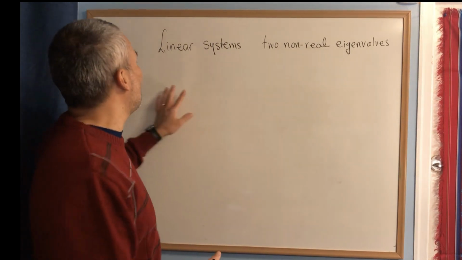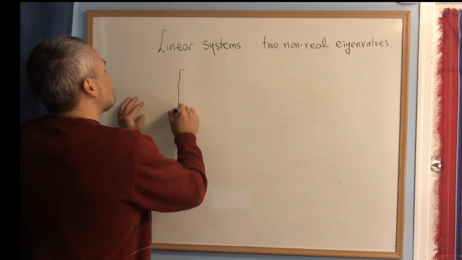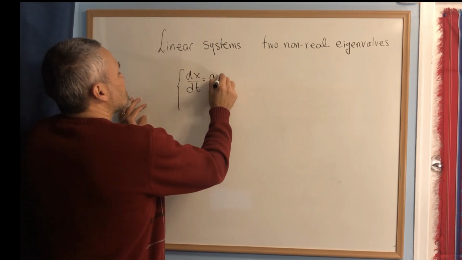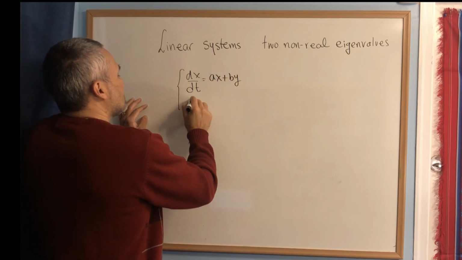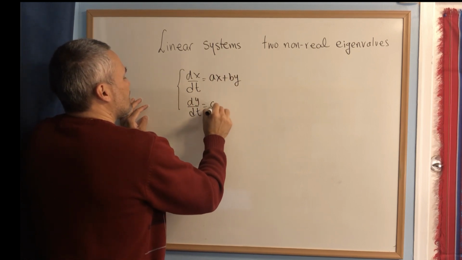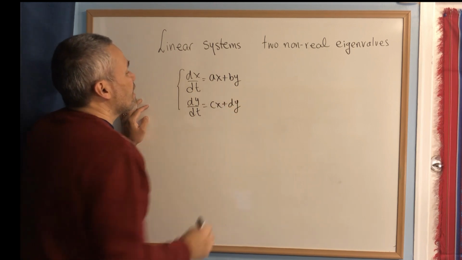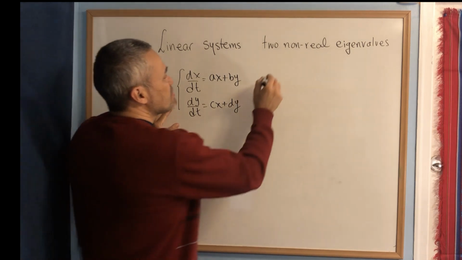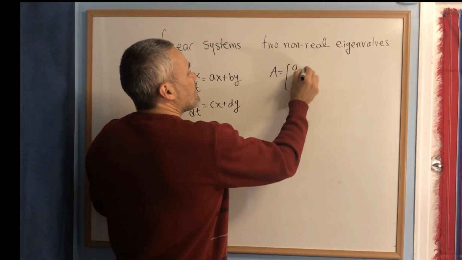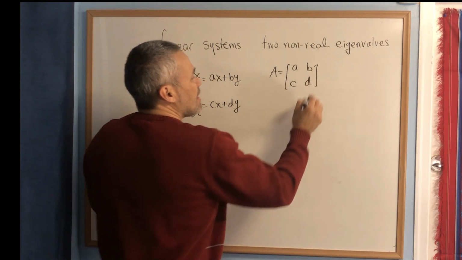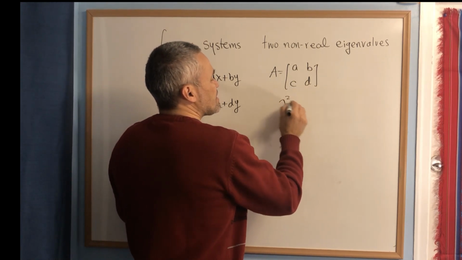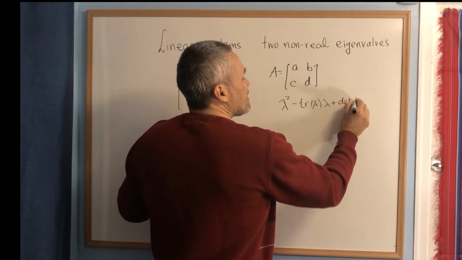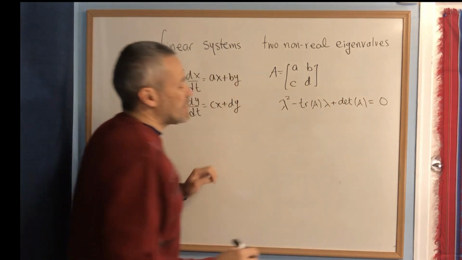Okay, in this video we will explain one of the cases that we have when we are solving a linear system. Remember that a linear system looks like this: cx plus dy. And then usually the procedure when you are solving a linear system is you consider the matrix A, B, C, D, and then the characteristic polynomial, which is lambda squared minus the trace of A lambda plus the determinant of A. This is the characteristic equation.